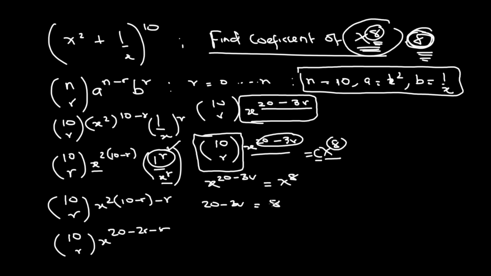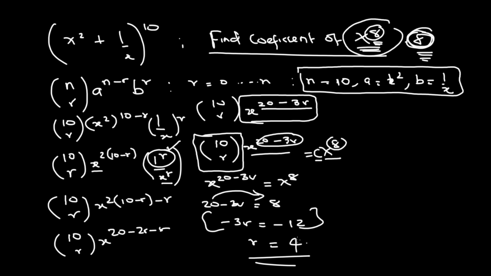So now this can come to the other side. We'll say minus 3r is equal to minus 12. So r is equal to 4. Now we are experts at solving simple algebra like this. So now we know that r is 4. Now, if r is 4, the coefficient doesn't have any other number that we can pick from anywhere. So c, which is the coefficient, is going to be 10Cr, which is equal to 10C4.